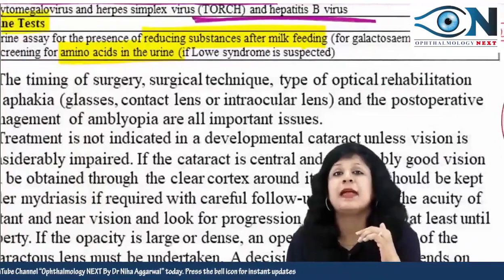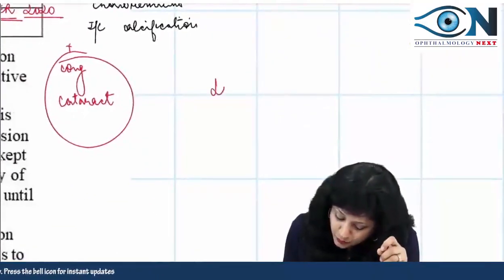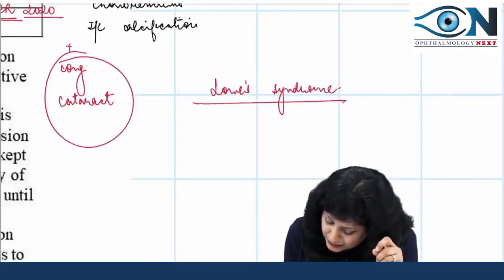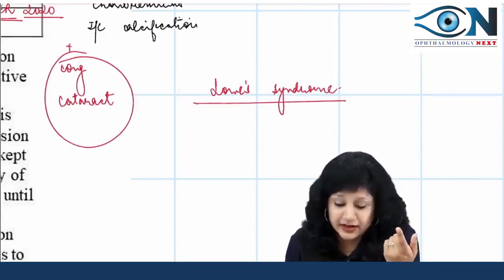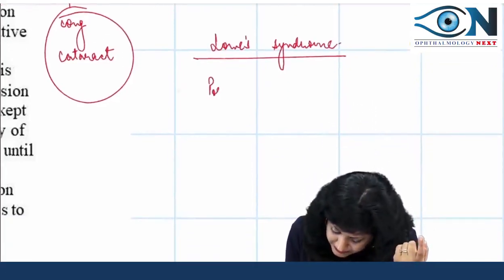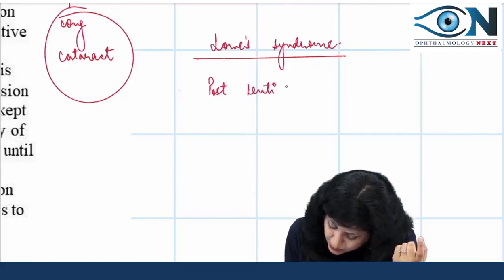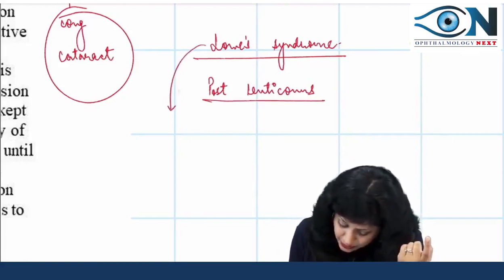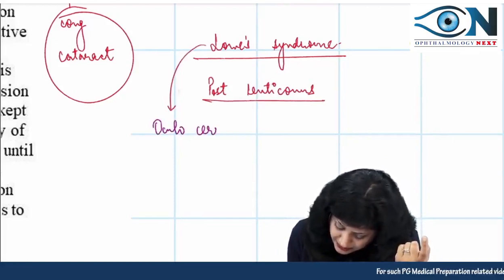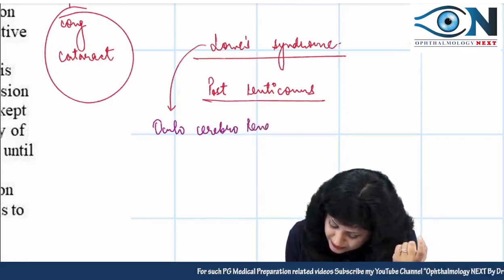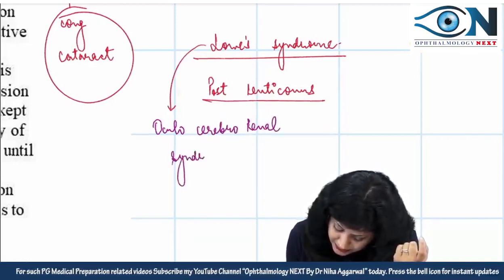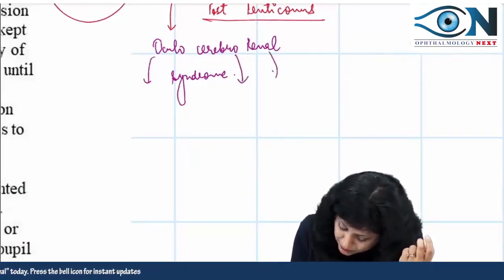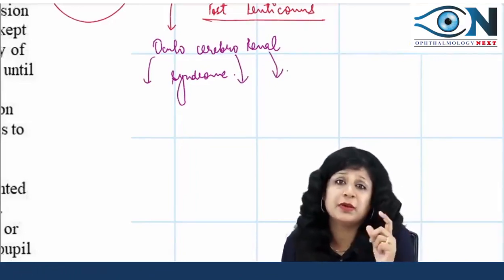And if the baby has Lowe syndrome. Now, what is this Lowe syndrome? You must have heard of this syndrome in the cases of lenticonus also, posterior lenticonus. We get posterior lenticonus, right, in Lowe syndrome. So actually its other name is oculocerebrorenal syndrome. Oculocerebrorenal syndrome. So it consists of three things: we have oculo, we have cerebro, and we have renal. So this consists of amino acids in urine.